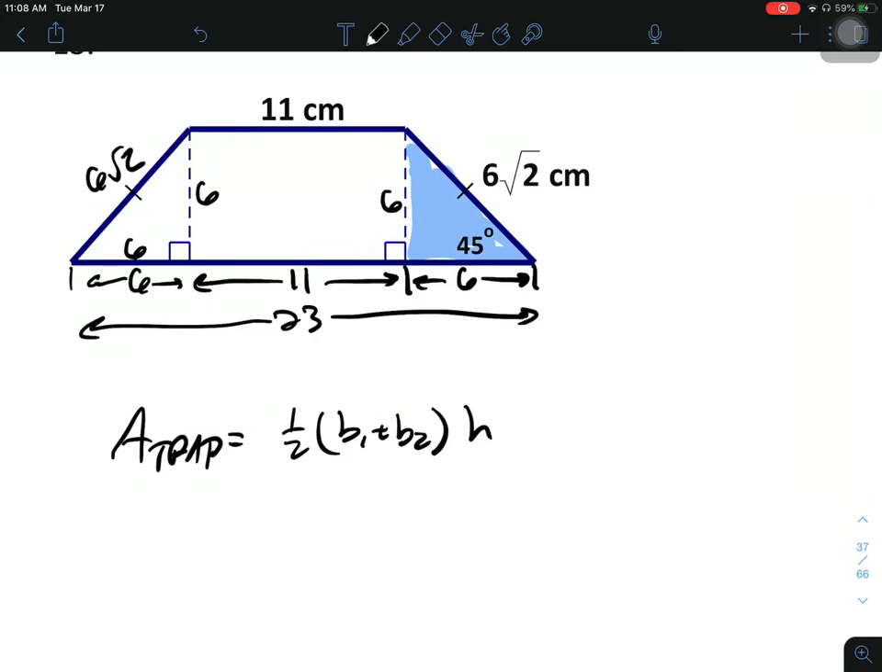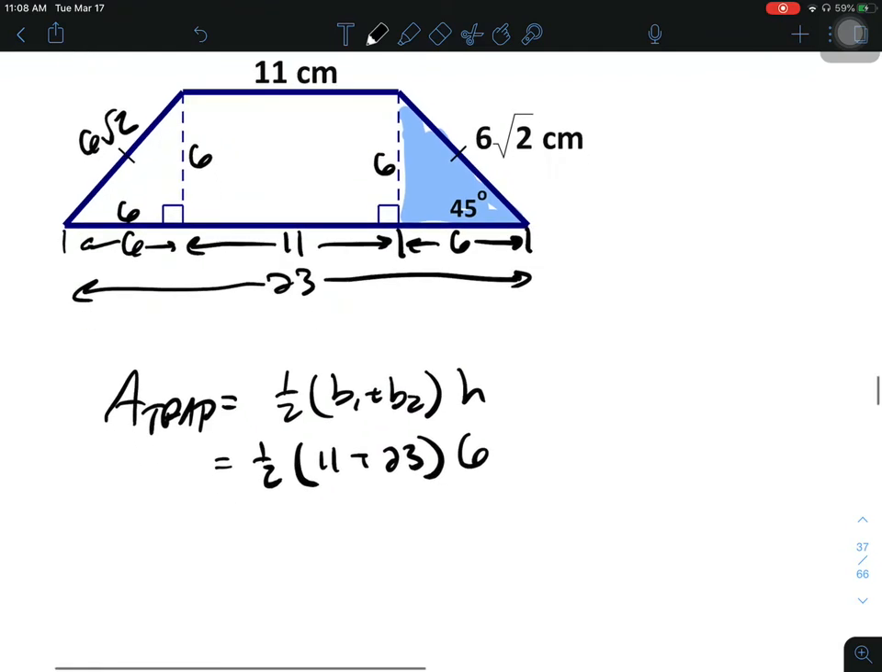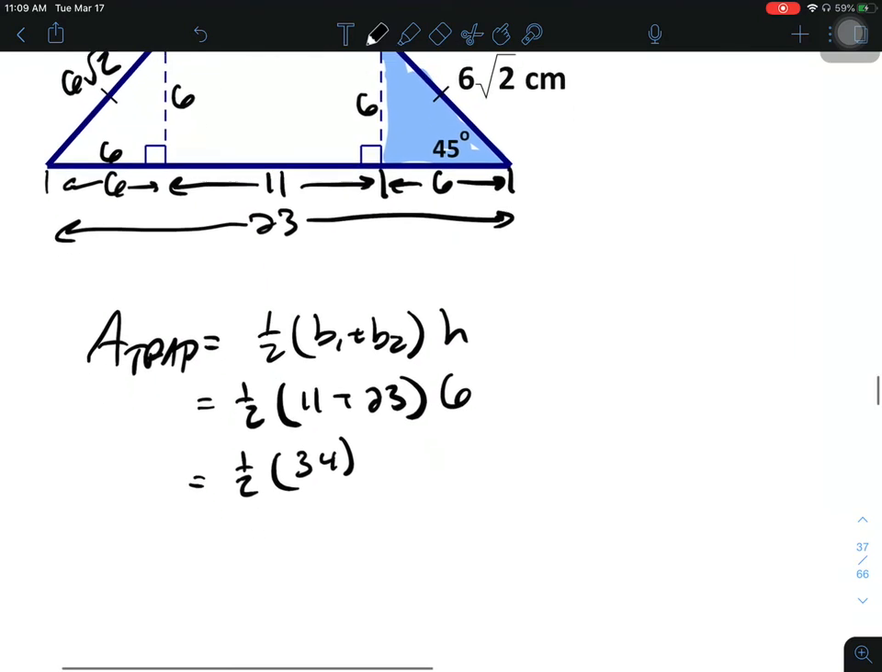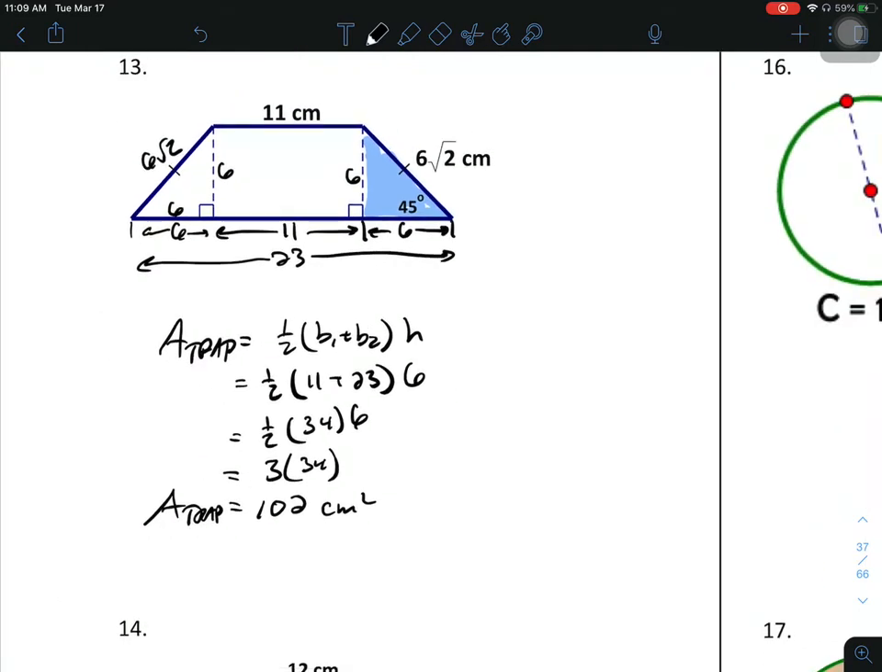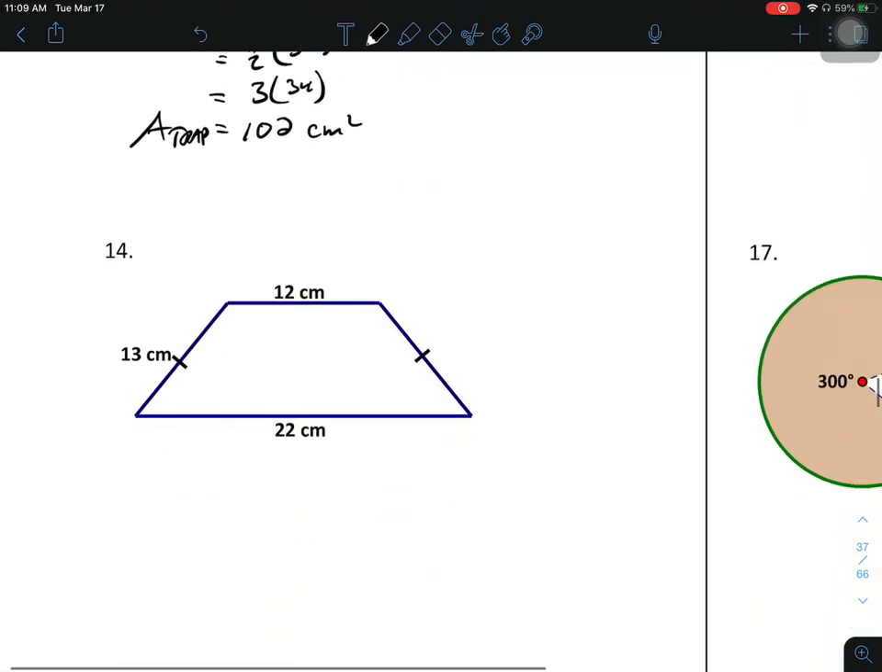Alrighty, so the area of the trapezoid is the sum of the bases, 11 and 23, times the height of 6. 11 and 23 is 34. Half of 6 is 3. 3 times 34 is 102. And we're using square centimeters. Lovely. Number 14.